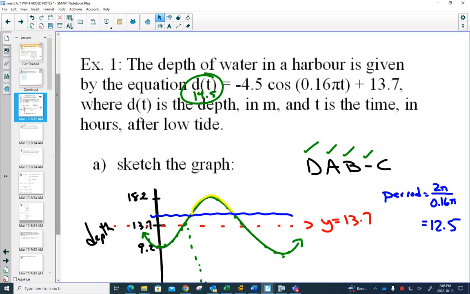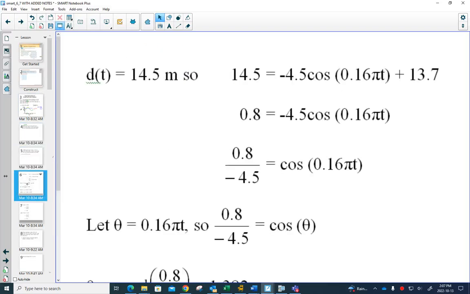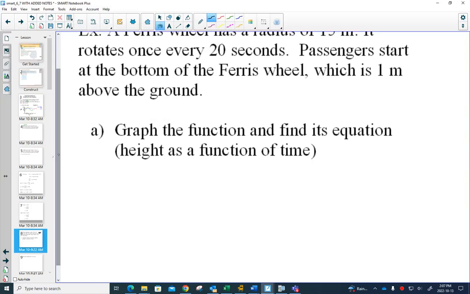What we're going to get more often is questions like this. This is a more typical question that you're going to have as a word problem. And what makes it more typical is that the equation isn't given and you have to find the equation. So first of all, you have to read the question and be able to draw a graph of what's going on. Okay? So Ferris wheel, that's one of those fun things that looks like this.